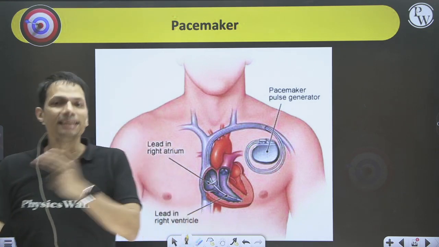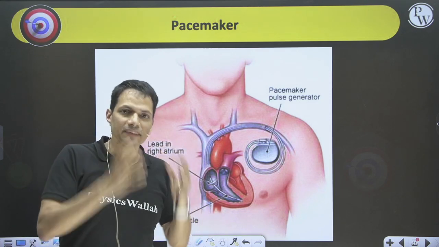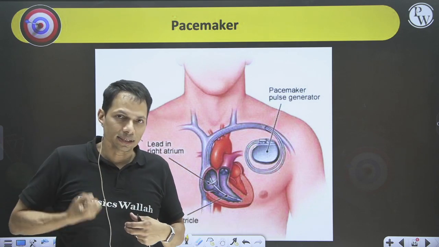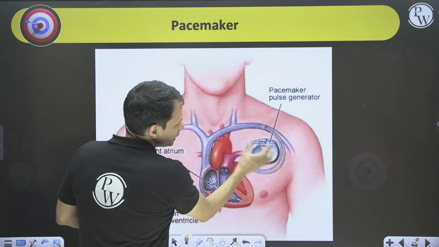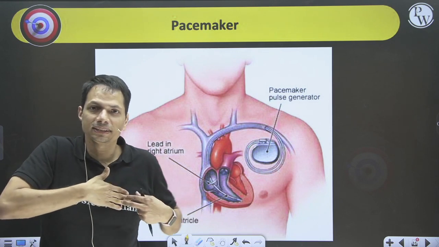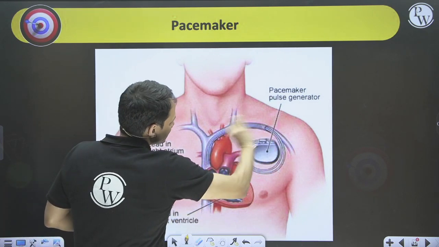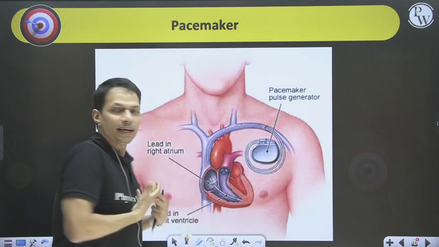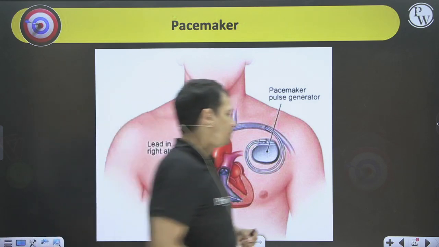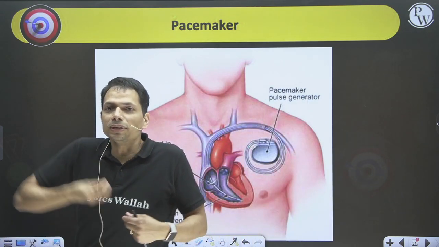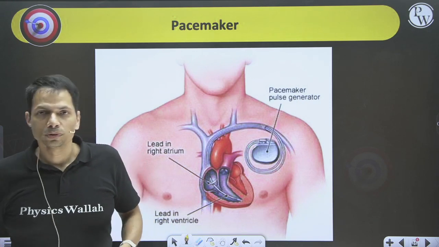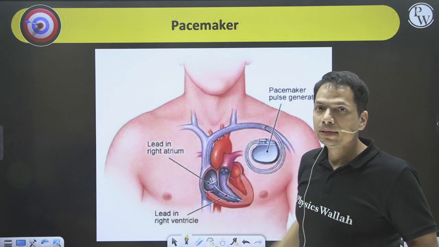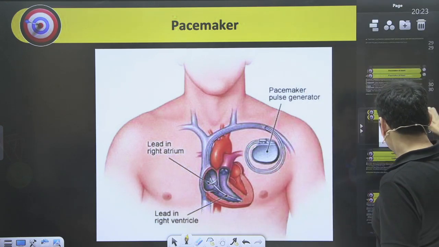So the SA node is sending the electrical impulse, and the pacemaker is an artificial, battery operated device which sends the electrical impulse to the heart, so the heart can contract. This pacemaker is implanted in the chest region under the skin, and it has leads. These leads send the electrical impulse to the heart, and it helps the heart to beat, right? Nowadays, pacemakers can also be remotely controlled. Even through your smartphone, you can control the pacemakers. A lot of sophisticated pacemakers have come now.